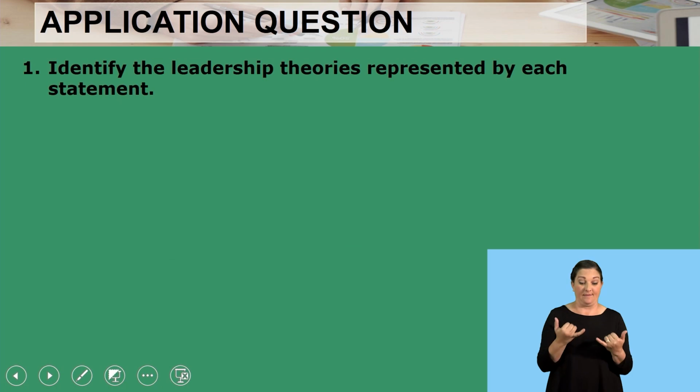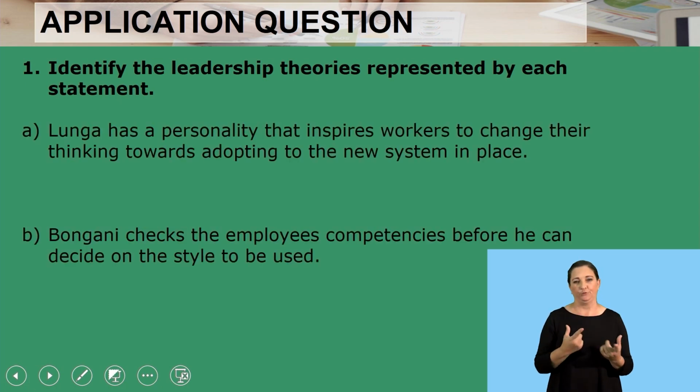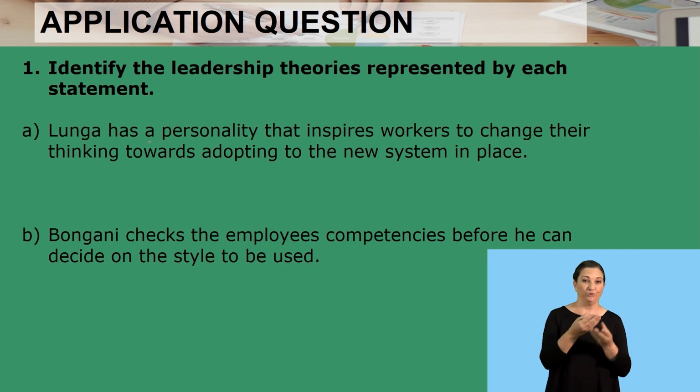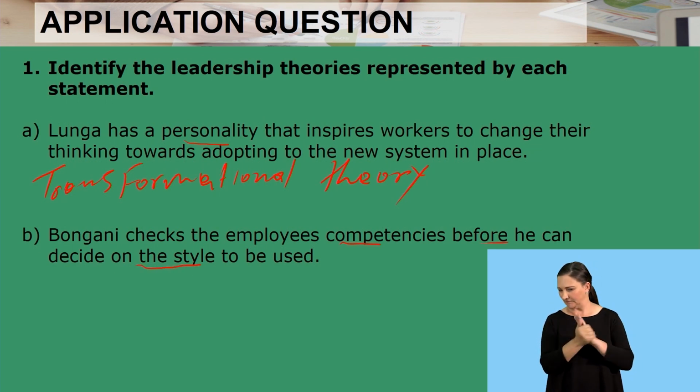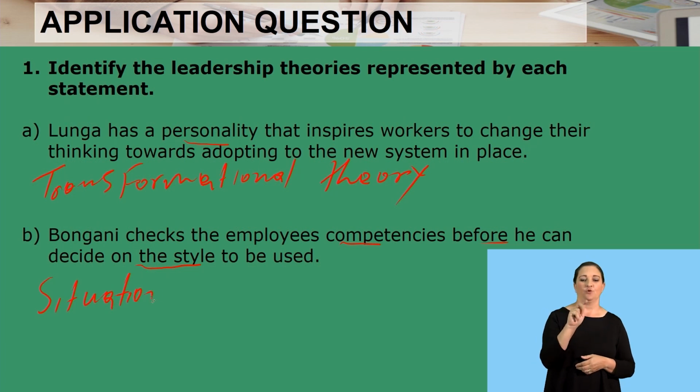So let us see how this would be applied in terms of the solution now. Lunga is a personality, so this theory would be transformational. Transformational theory. Then Bongani, who checks the employee's competency before he can decide on the style, should be using situational leadership theory.